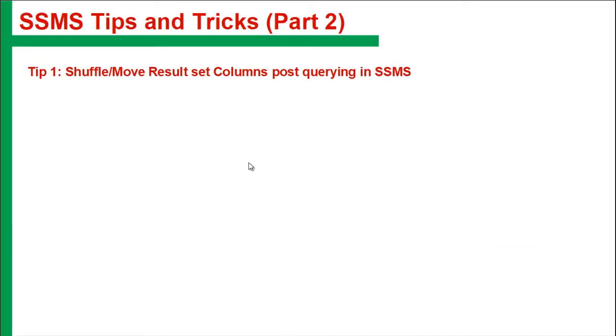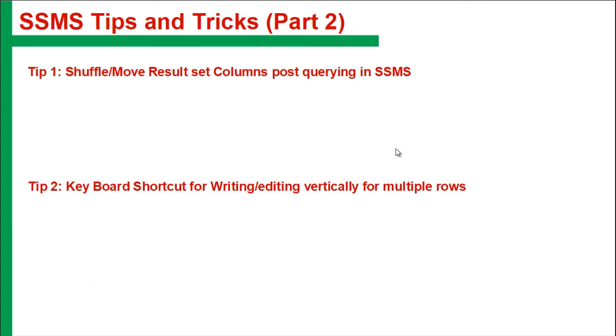The first question is how to move or shuffle the result set columns post querying in SSMS. The next one is the keyboard shortcut for writing or editing the rows vertically when you are working with multiple rows. In the previous session, we have seen how to edit them vertically using the mouse. Now we'll see what is the keyboard shortcut for that.